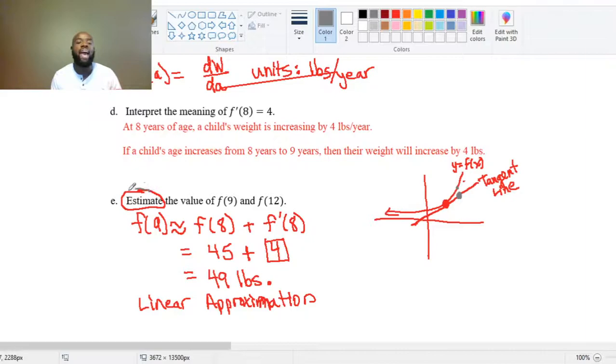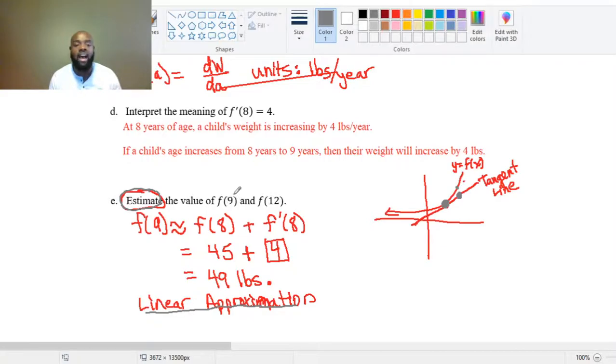That's why we're only estimating f of 9, right? So we know f of 8 is 45, right? So that's a point right there. But when I estimate f of 9, I'm getting a point that's actually going to be on my tangent line, and it's not on my function. That is why it is an estimate, all right? And so this is also why we call this a linear approximation, because I'm using my line here, my linear function, my tangent line, in order to come up with an approximation.